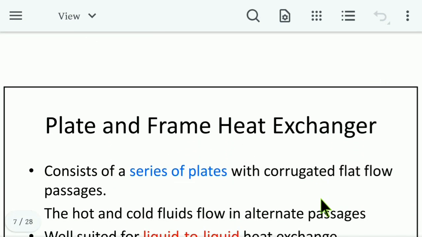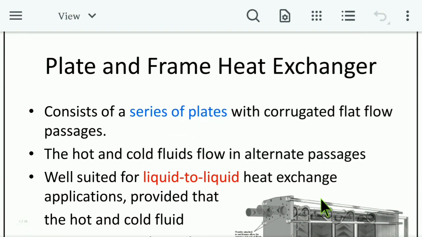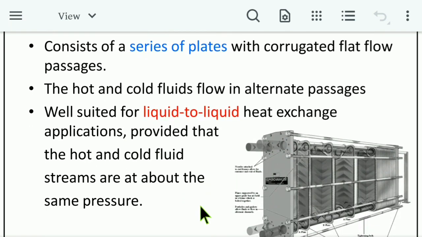Plate and frame heat exchanger. This is another type of heat exchanger. It consists of a series of plates with corrugated flow passages. The hot and cold fluids flow in alternate passages, well suited for liquid to liquid heat exchange applications, provided that the hot and cold fluid streams are at about the same temperature and pressure. So it is mainly suited for liquid to liquid heat exchanger systems.